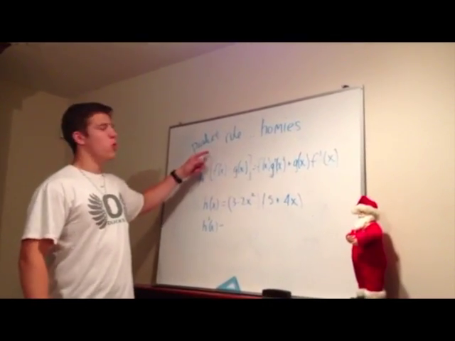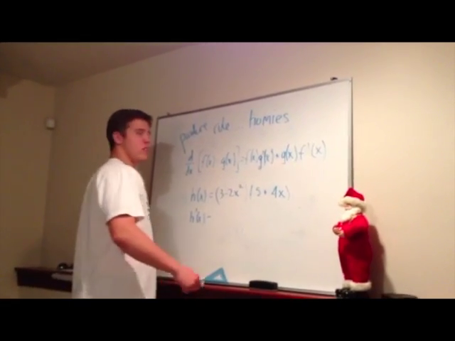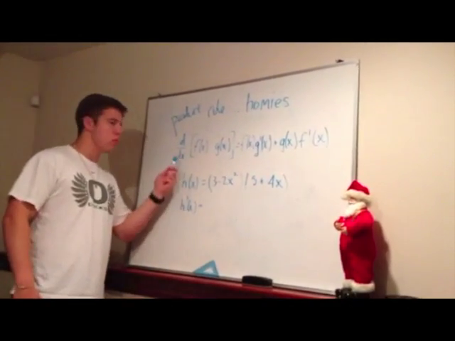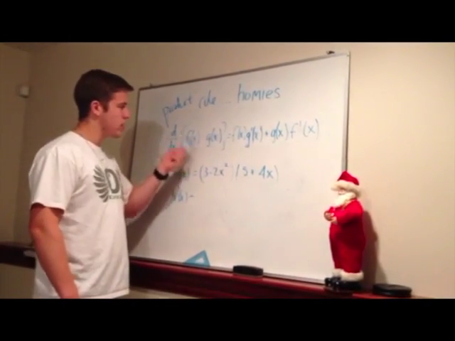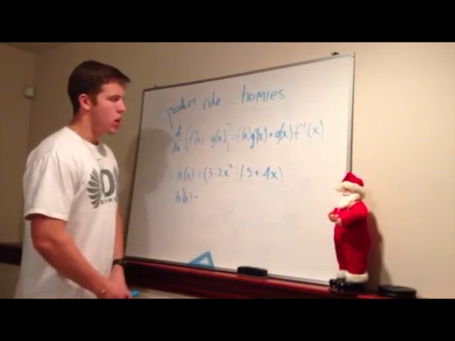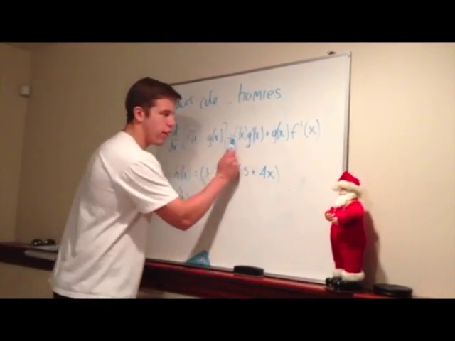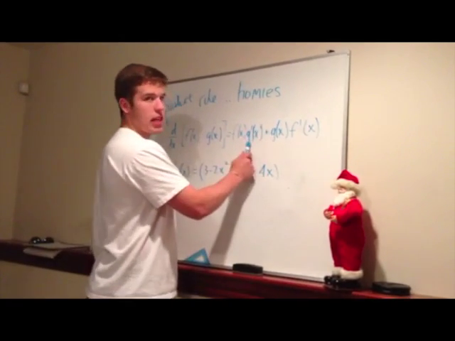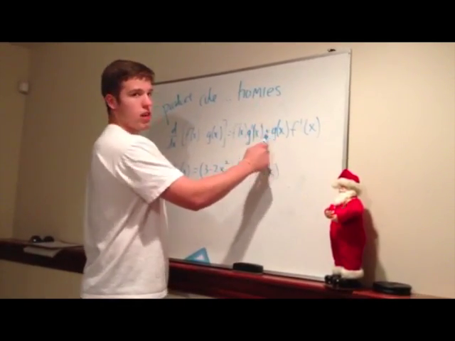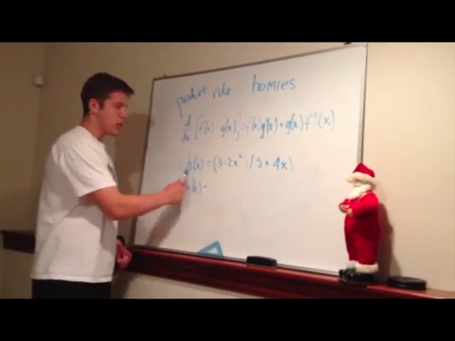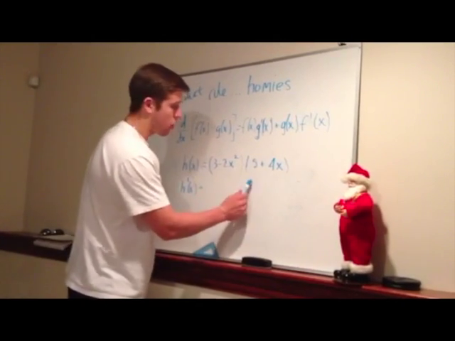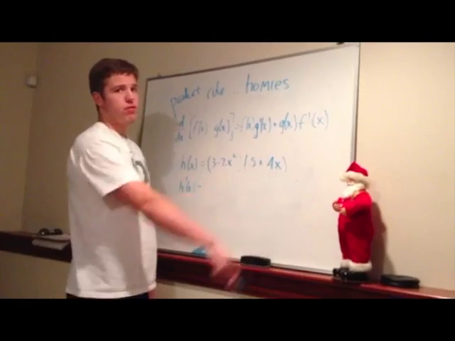Alright, product rule. Listen up. When we're taking the derivative with respect to x of the function f at x times the function g at x, how do you take the product rule? You take first times the derivative of the second, plus the second times the derivative of the first. Pretty simple. Our example here: h at x equals 3 minus 2x squared times the quantity 5 plus 4x.